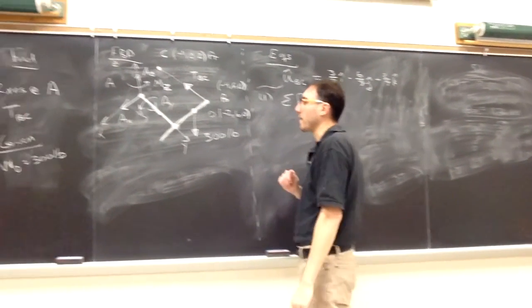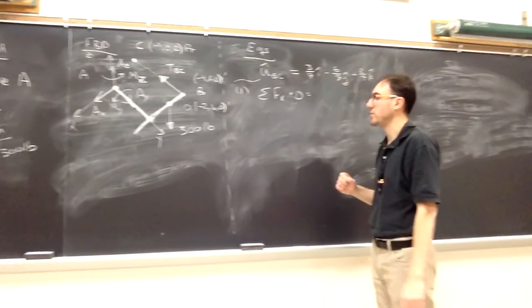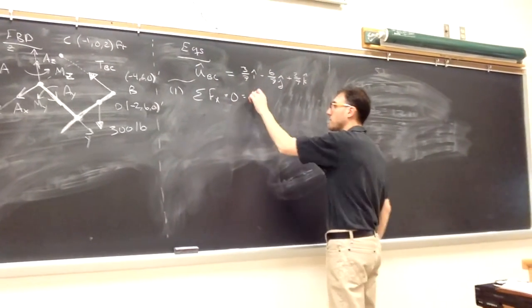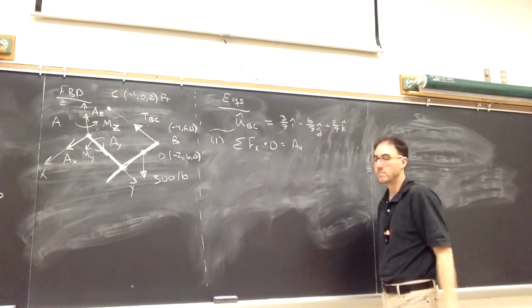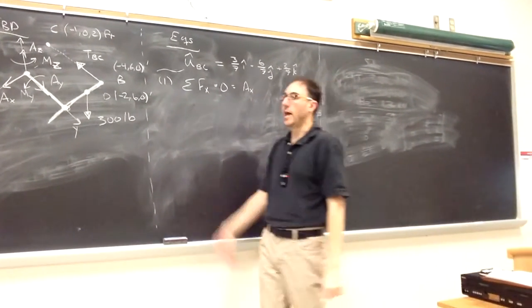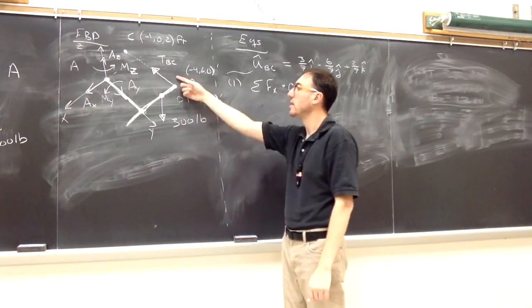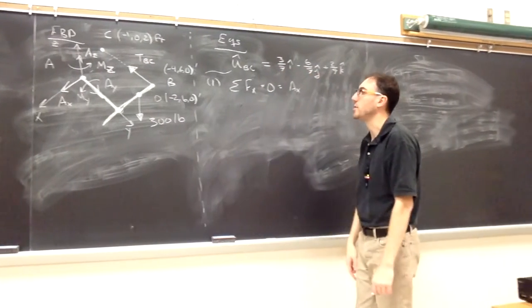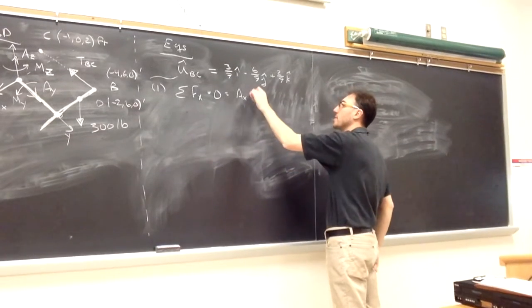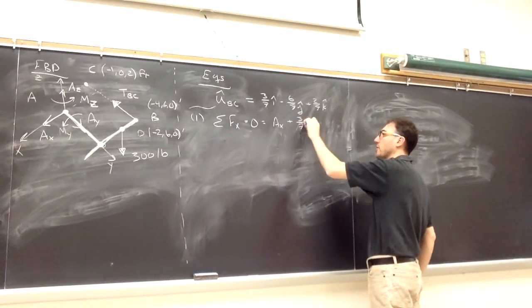From the free body diagram, looking at forces in the x direction, AX is in the x direction. AY and AZ are not. Those are couples. This is in the z direction. I have a portion of TBC, though, in the x direction. 3/7 of it will be in the x direction.